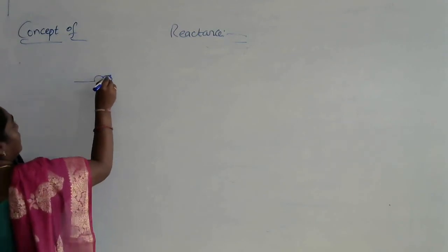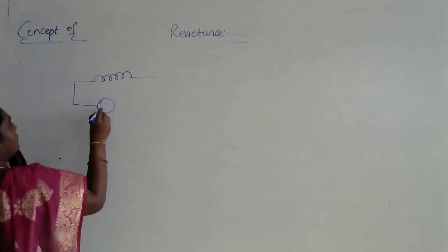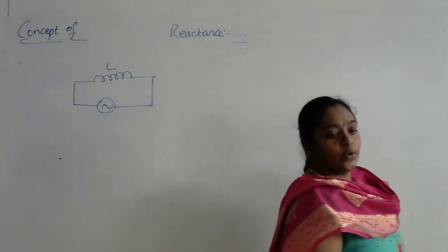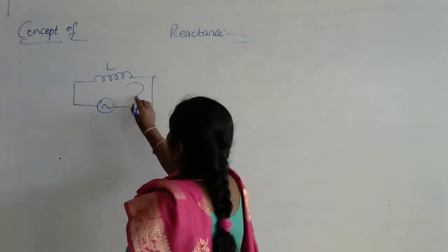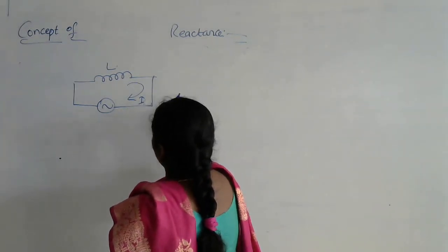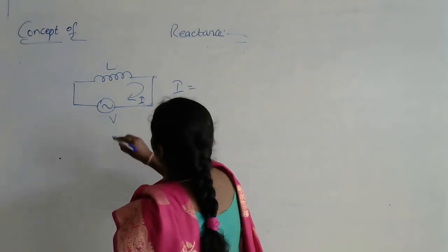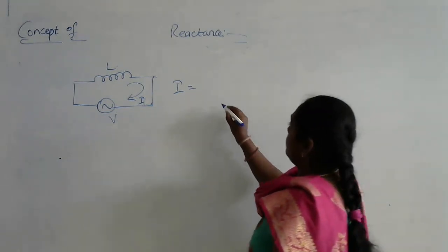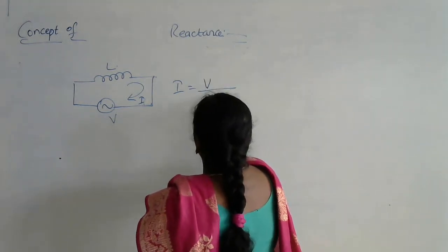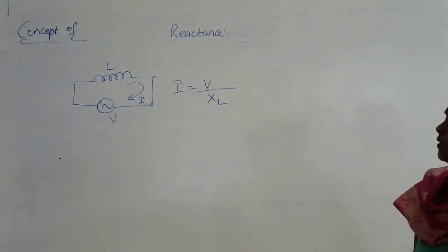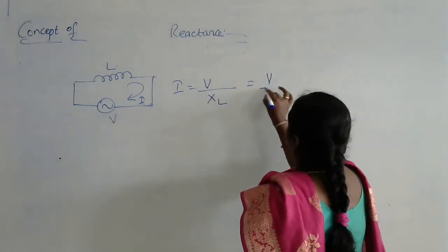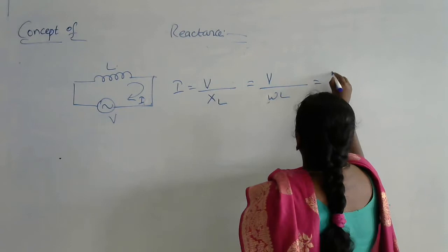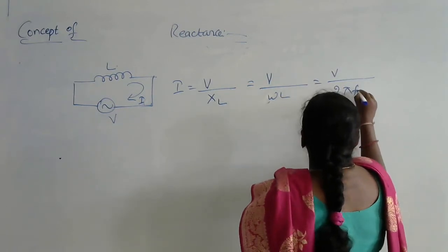So now let me take a circuit which consists of only a pure inductor. Here, the current flowing through this is I. So I can write I is equivalent to V by R, or in other words V by the reactance of that inductance, which is XL. So V by XL is nothing but V by j omega L, or omega L, which is V by 2 pi F into L.